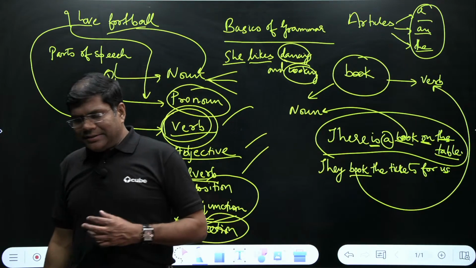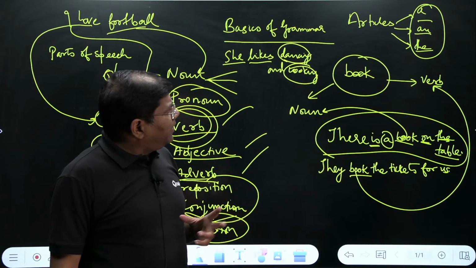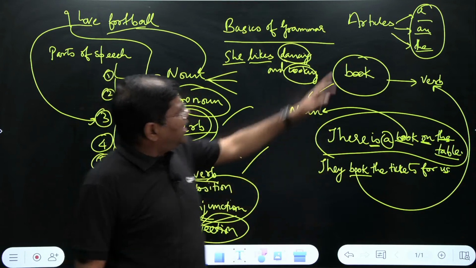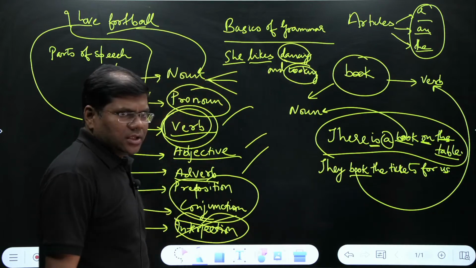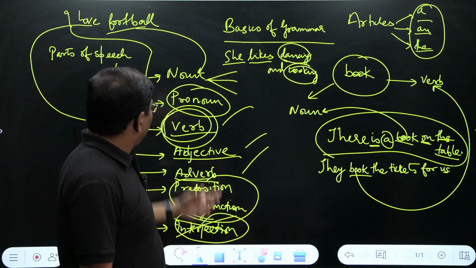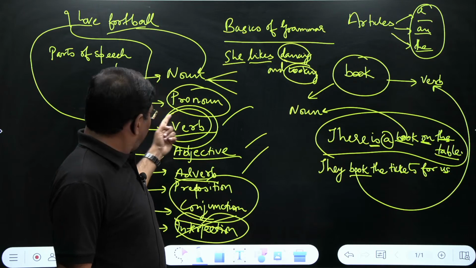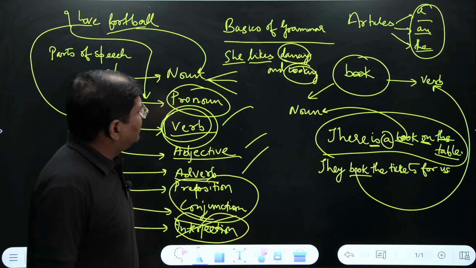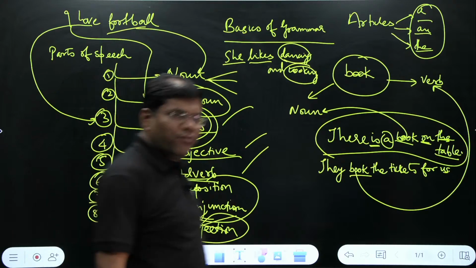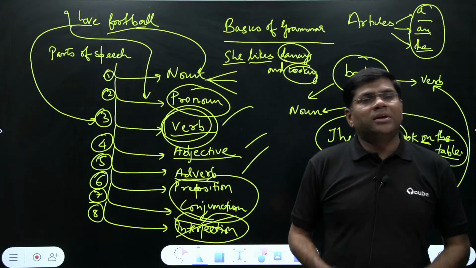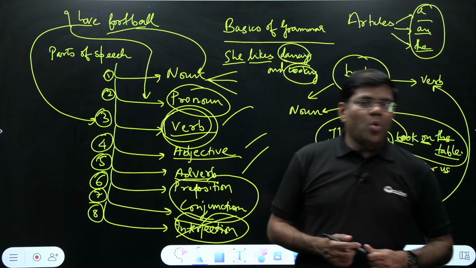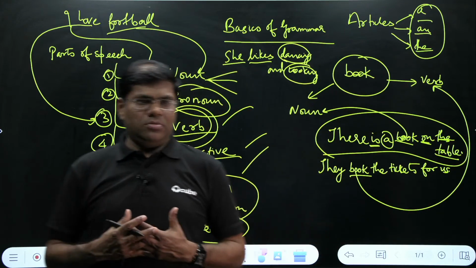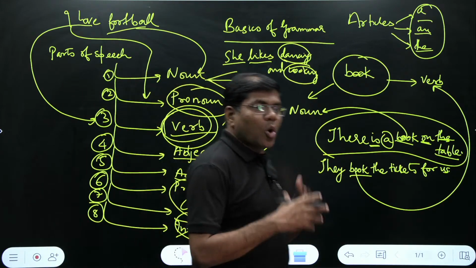Secondly, if you ask me, in which category would you place the article? Would you place the article in noun, pronoun, verb, adjective, adverb? Where exactly would you place them? You have to understand that if the articles are used before nouns, then you have to go and look at the definition of adjective. What is an adjective? An adjective is something that qualifies a noun.